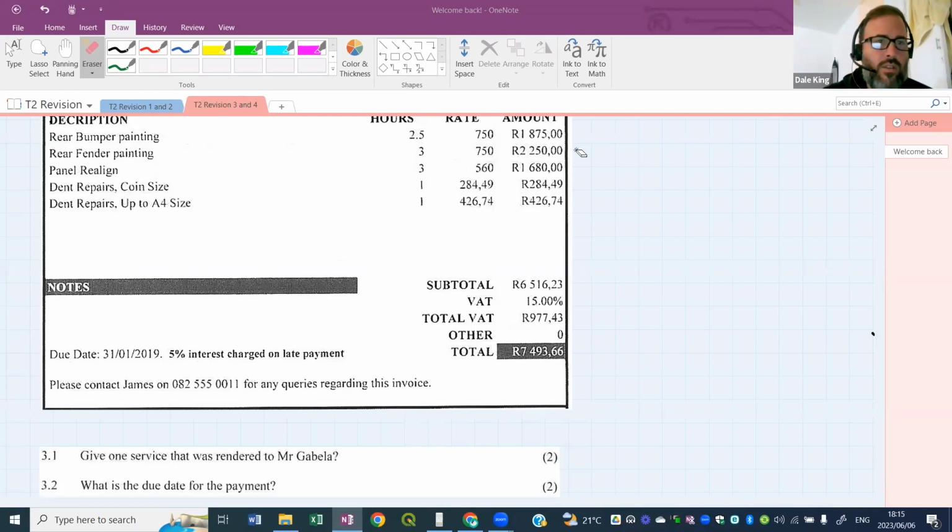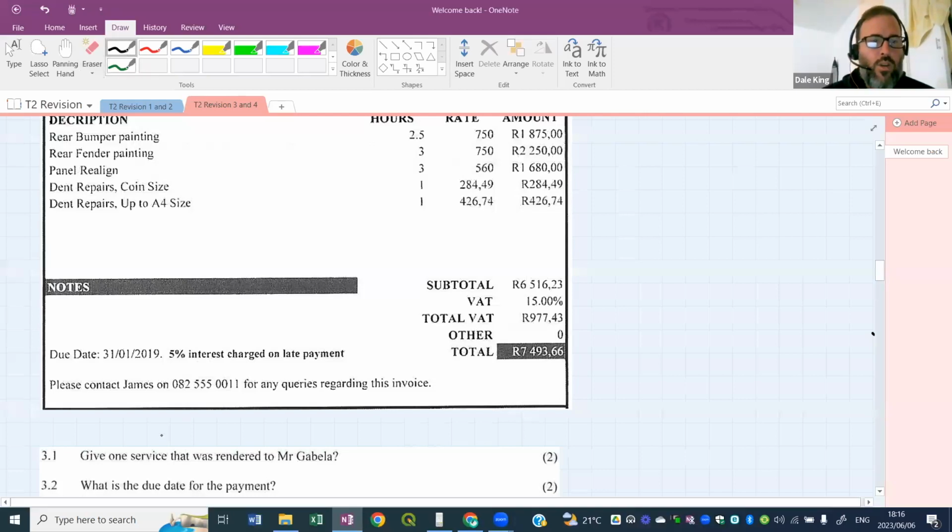Any of these five services that this company does, like painting a bumper, realigning a panel, repairing a dent, are all services that this company offers. So the question is saying name one or give one that was rendered to Mr. Khabela or given to Mr. Khabela. If you look at any of these five and name one of those, you'll get your 2 marks. Remember, in maths literacy, there's never 1 mark. All questions are 2 or above. So that's an easy 2 marks. Realigning, painting, dent repairs, any one of these five, if you just write that down, you'll get your 2 marks. Easy, easy money.